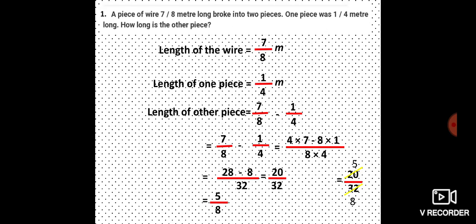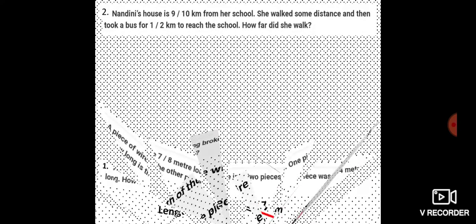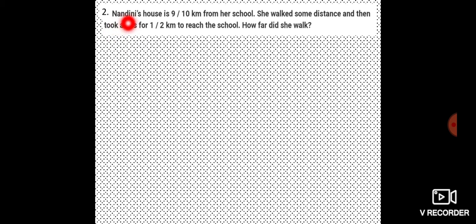Okay. Next question, number 2. Nandini's house is 9 by 10 kilometer from her school. That means the distance between Nandini's house and school is 9 by 10 kilometer. In the solution, the first sentence we have to write like this: distance between Nandini's house and school equal to 9 by 10 kilometer.